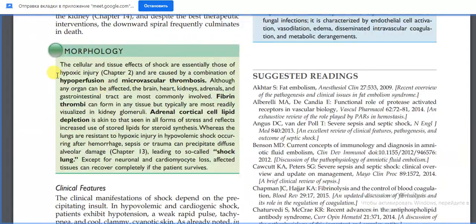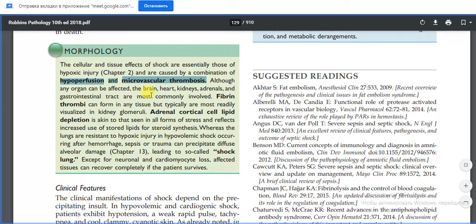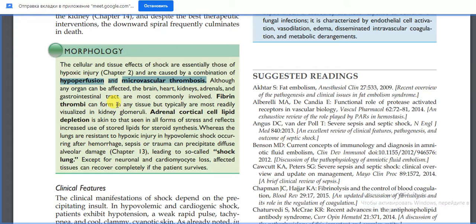Anyway, let's talk about morphology. The cellular and tissue effects of shock are essentially those of hypoxic injury and are caused by a combination of hypoperfusion and microvascular thrombosis. Any organ can be affected. The brain, heart, kidneys, adrenals, and gastrointestinal tract are most commonly involved. Fibrin thrombi can form in any tissue, but are most readily visualized in kidney glomeruli. Adrenal cortical cell lipid depletion is akin to that seen in all forms of stress and reflects a decreased use of stored lipids for steroid synthesis.